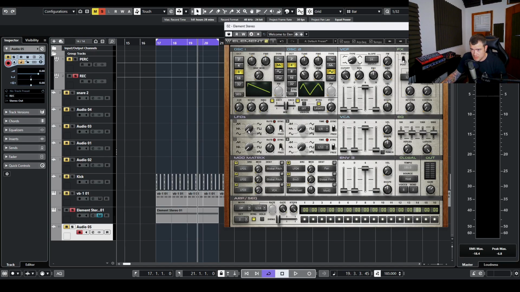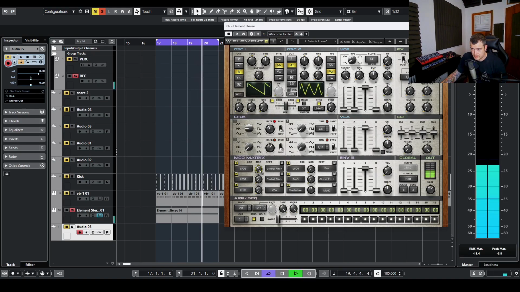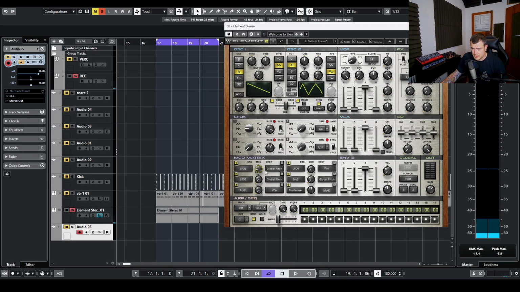Here we have the LFO1. Let me just put it into a saw down shape. Here's the mix of the LFO onto the global pitch. So there we have another sort of vibrato, almost like an FM sort of effect, because I have the rate so high and the mix is very low.